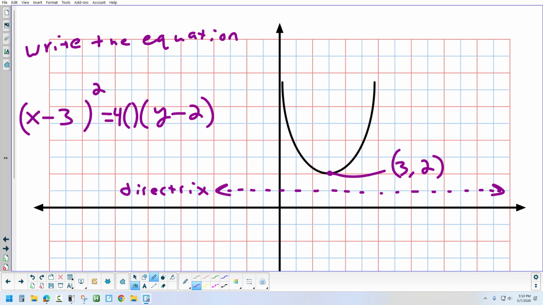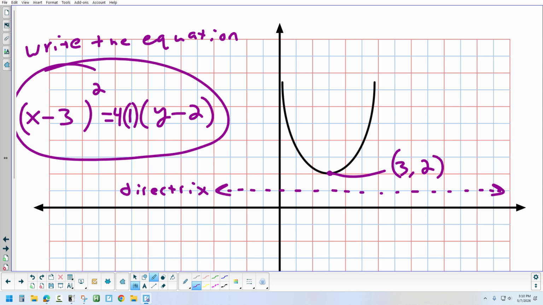Where a is defined as the distance between the vertex and the focus, or the distance between the vertex and the directrix. It's the same thing. The distance between the vertex and the directrix is 1. So that is our equation. We could multiply 4 times 1 and just call it 4. Right? So that's how you come up with an equation if I give you the picture.